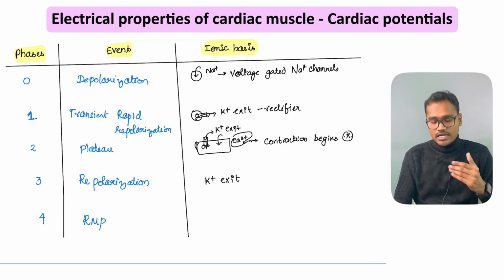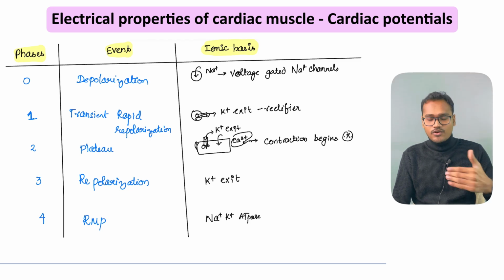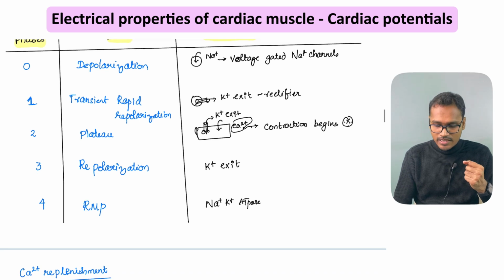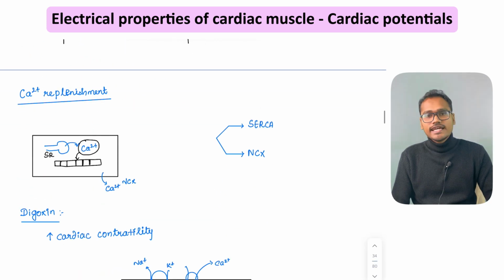And finally the RMP is maintained by sodium potassium ATPase. So these are the ionic bases of various channels. Since the calcium has entered in and the contraction has begun, this calcium is generally the excess calcium.